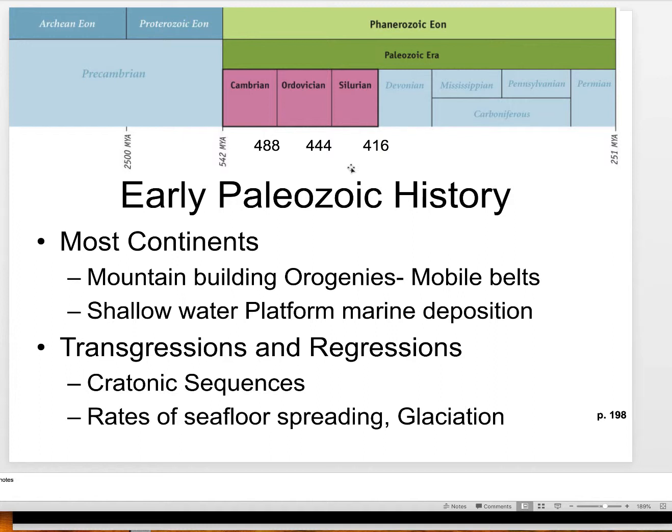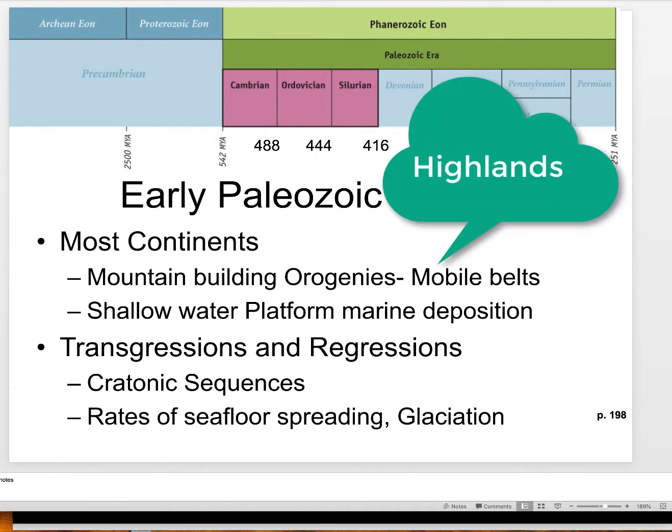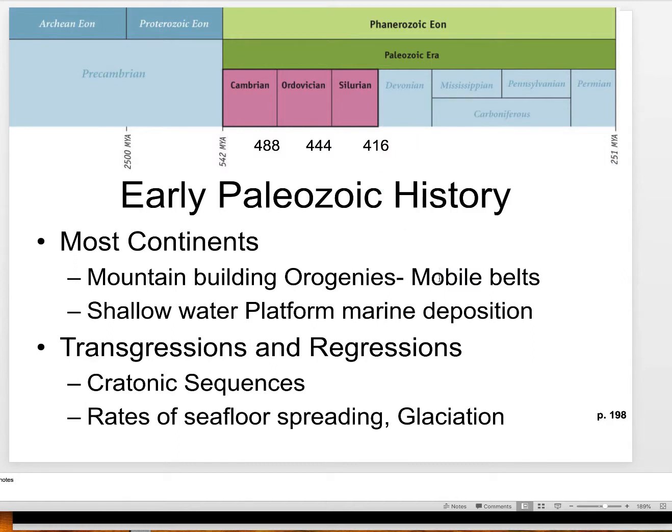Some of the highlights that we'll look at during this time, we're going to see the development of mobile belts. So these mobile belts are highlands where there are compressional activities really just along the margins of the continents as new terrains, new land masses are being accreted or attached to North America. And we call those orogenies. Remember, oro means mountain, and so a mountain genesis here, mountain building events.